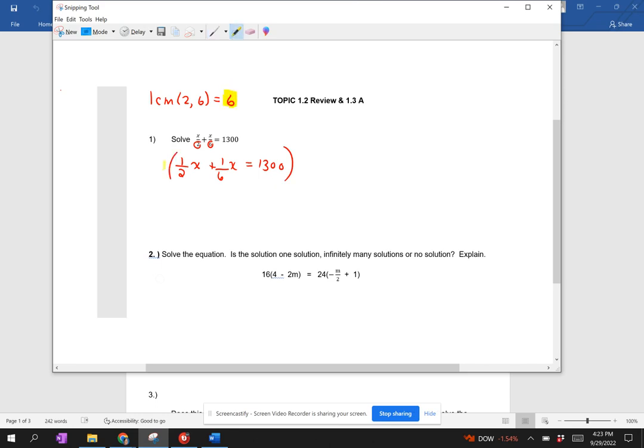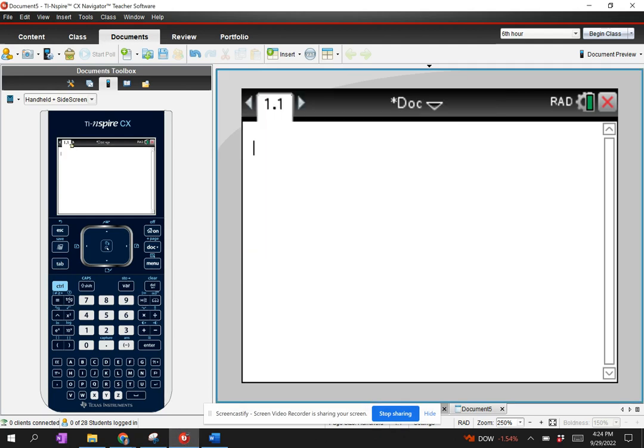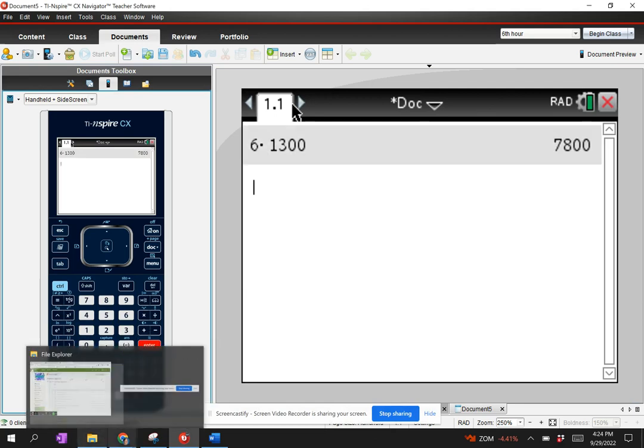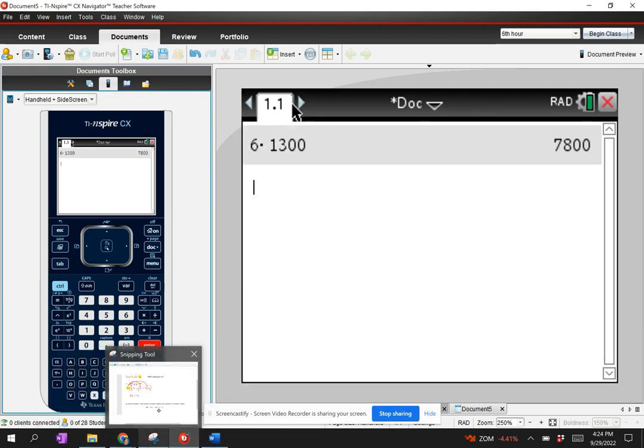Now we're going to multiply the whole equation by 6. So 6 times 1/2 gets you 3. Drop down the x. 6 times 1/6 gets you 1x. And then don't forget to do 6 times 1300. So that's going to give you 7800.